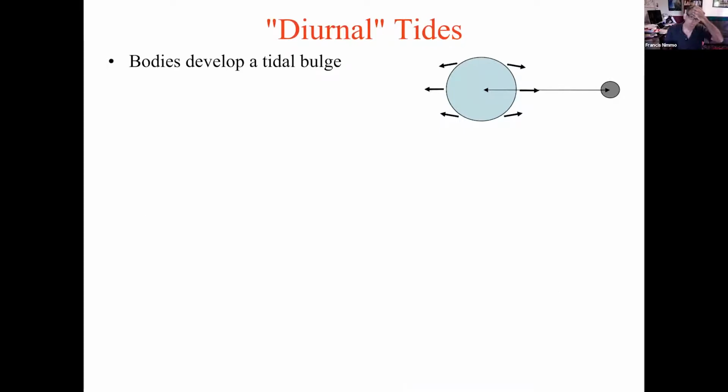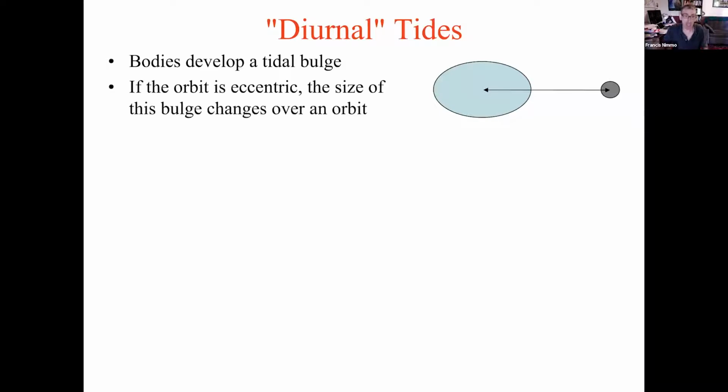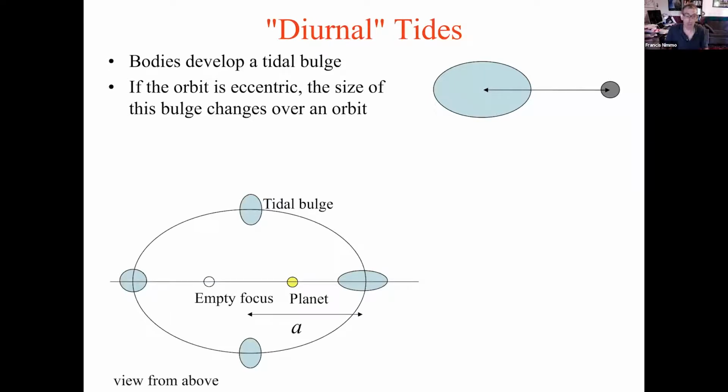But there are lots of other things we can use tides for. And one is that with many of these objects, the distance to the planet changes. They have eccentric orbits. And so if the distance between the satellite and the planet is changing, then the bulge will actually swell and shrink and swell and shrink over the course of an orbit. And so that's what I'm trying to show here. When you're close to the planet, your tidal bulge is large. And when you're far away from the planet, your tidal bulge is much smaller. And so there's a time variable part of the tidal bulge.